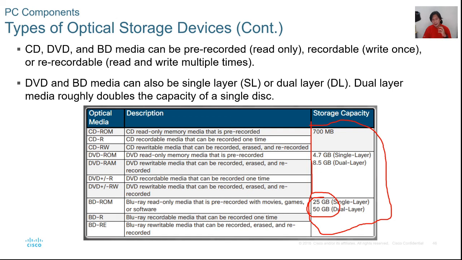It varies from read-only to recordable. Recordable media can be recorded one time. Rewritable media can be recorded and erased again, so that's what we call rewritable. So recordable media can be recorded one time, and the rewritable part is the erase and write.